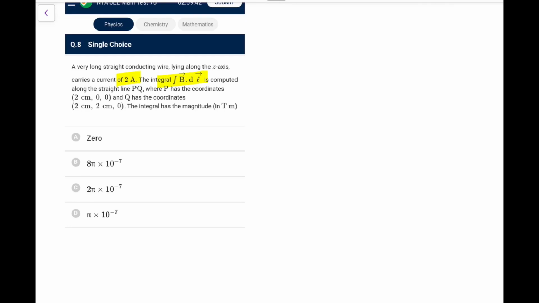Okay, so the wire is along the z-axis, let's say like this, or it's better to draw it like this. Let's say the wire is carrying current along the z-axis coming towards you. This is the x-axis and this is the y-axis, and you go from 2, 0, 0, this is the point in the xy plane, to this point. This is P to Q you are going. Now because we have the current coming this way, the field lines at these points are something like this.